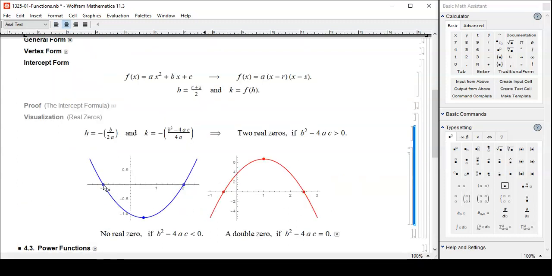And here, this and that, this and that. And by symmetry, we must have the vertex right in the center. The average of r and s, r plus s over 2, that's my h value. And then plug it into this expression, and I'm going to get the k value.